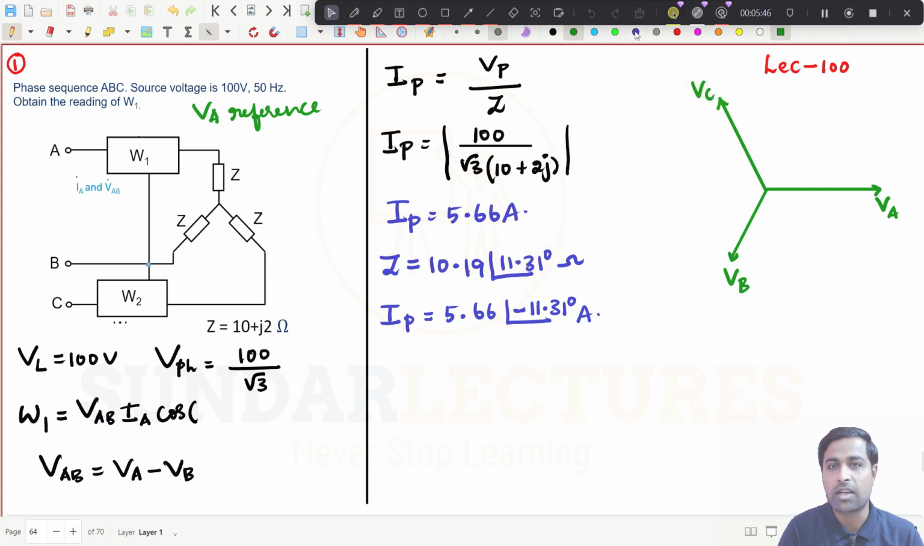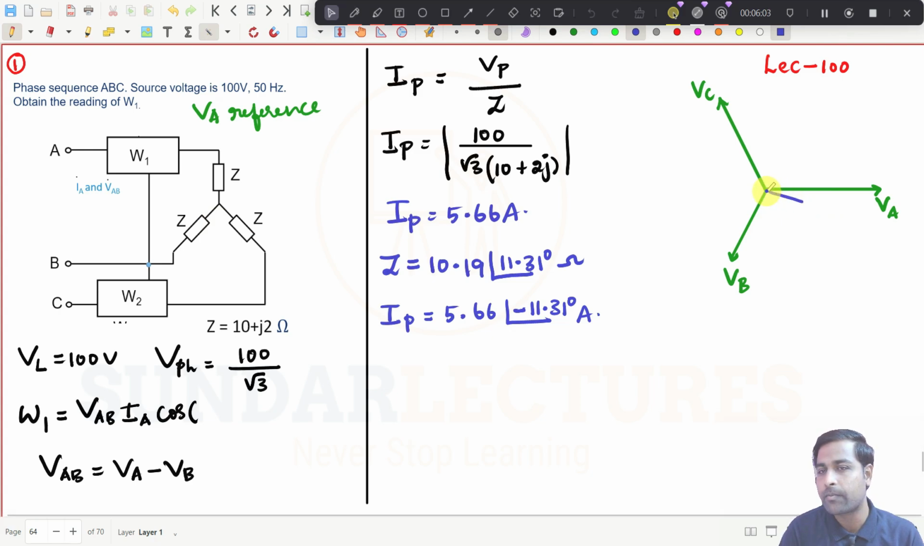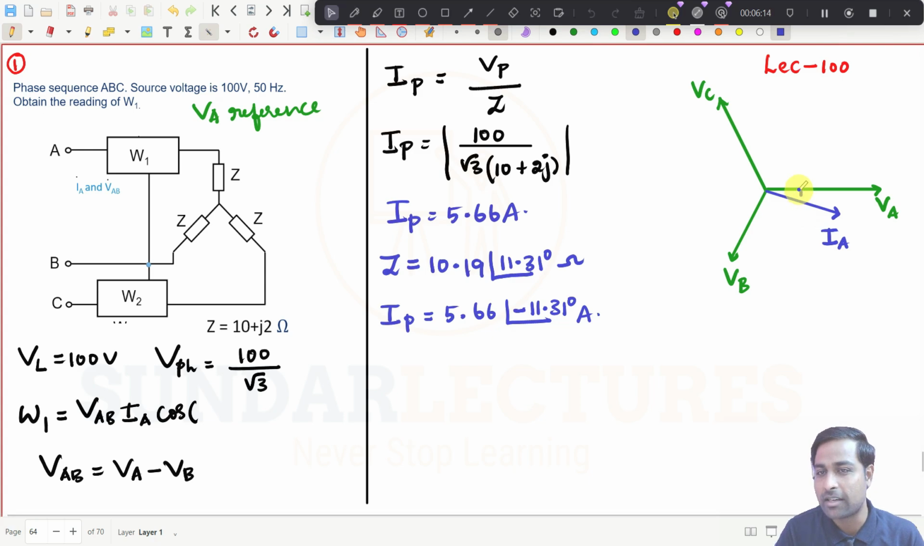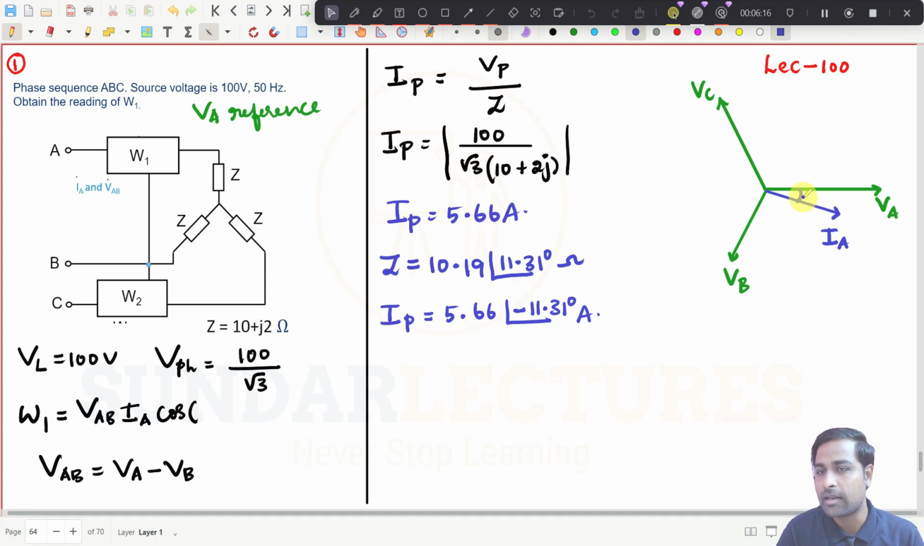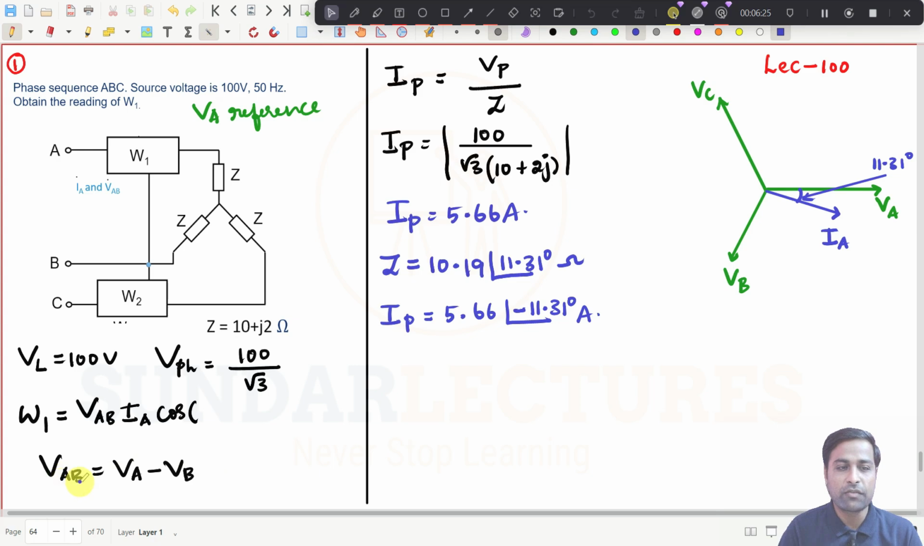Try to understand one thing now. See here, this is the phase voltage, this is the phase current, right? This is the phase voltage, and this lags by 11.3 degrees. So IA, since this is a balanced circuit, IA will come here like this. This is IA with a magnitude of 5.66 and minus 11.31 degrees. So this angle will be 11.31 degrees, right?